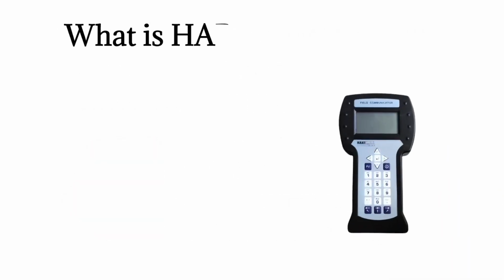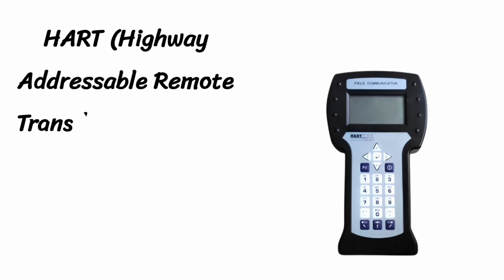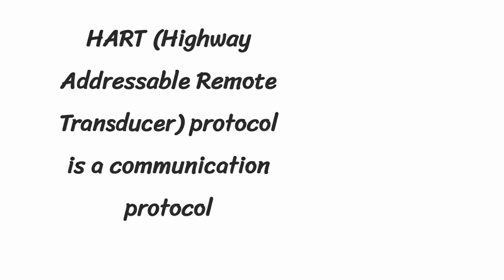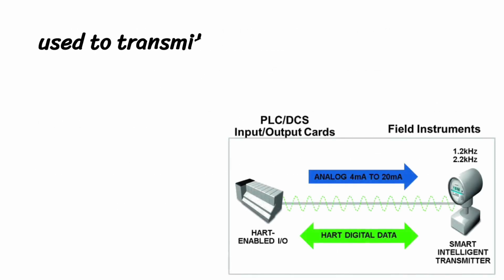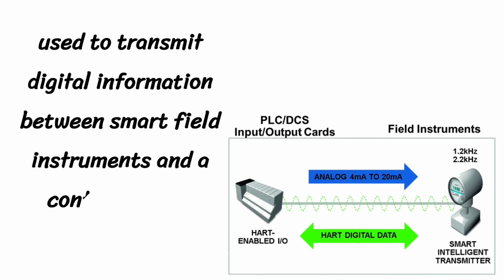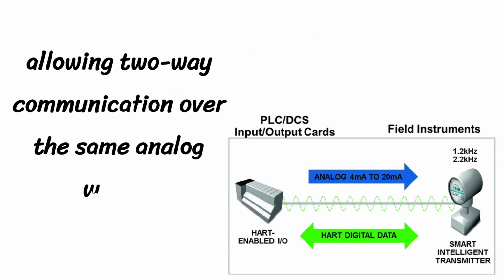Next question is, what is HART protocol? HART, Highway Addressable Remote Transducer, protocol is a communication protocol used to transmit digital information between smart field instruments and a control system, allowing two-way communication over the same analog wiring.